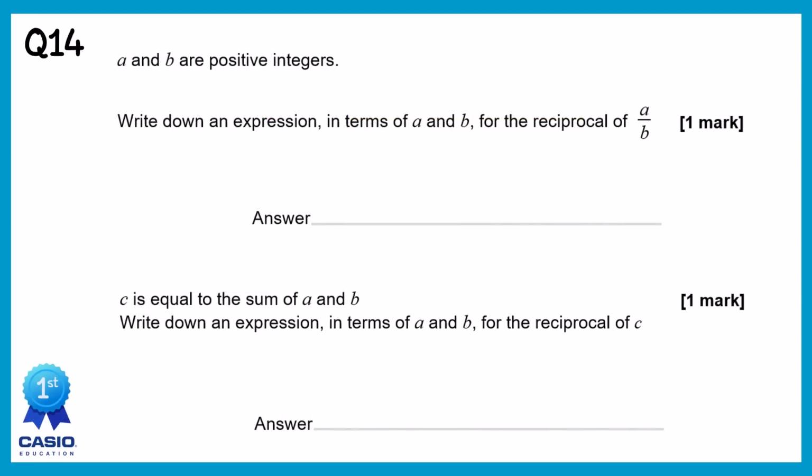In this question, we need to find the reciprocal of a over b. If you have something written in a fraction like a over b, to find its reciprocal, you just switch the numbers round. So instead of a over b, it will be b over a.